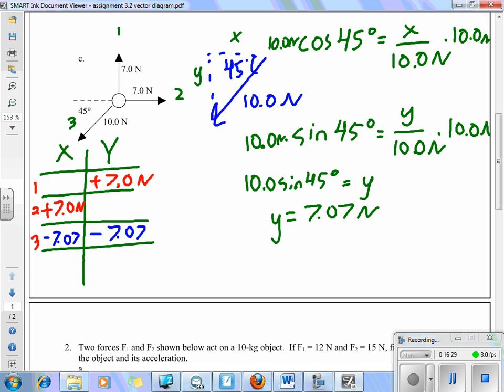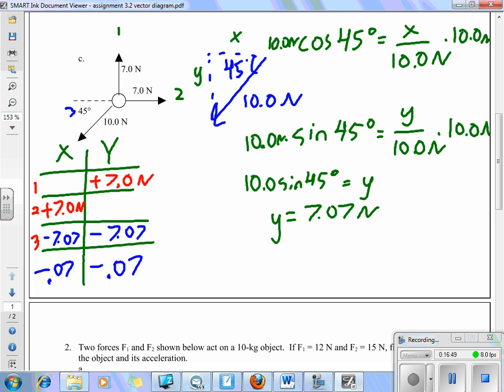Those are all three of my vectors. Those are all three that are going to combine to form my resultant. And if I add these together now, my x and my y portions, I can get my resultant. I get negative 0.07 and negative 0.07.